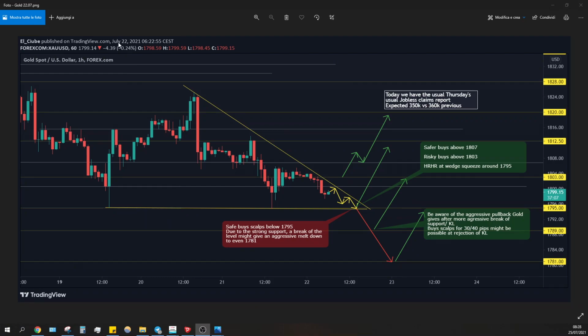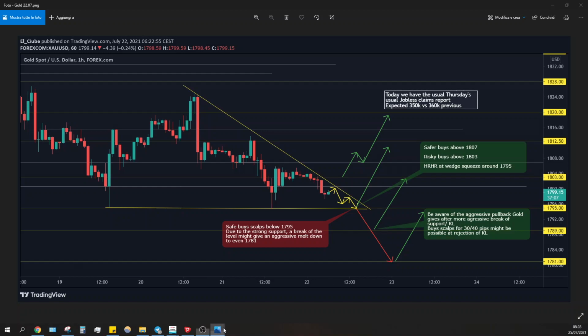So you see this is the analysis of the 22nd of July. Wedge, a high time frame wedge creating against 1795, big resistance level. Safe sells below. Be aware of the aggressive pullback gold gives after a more aggressive break of a support key level. Buy scalps of 30-40 pips might be possible at rejection of the key level. As you can see, the previous day.